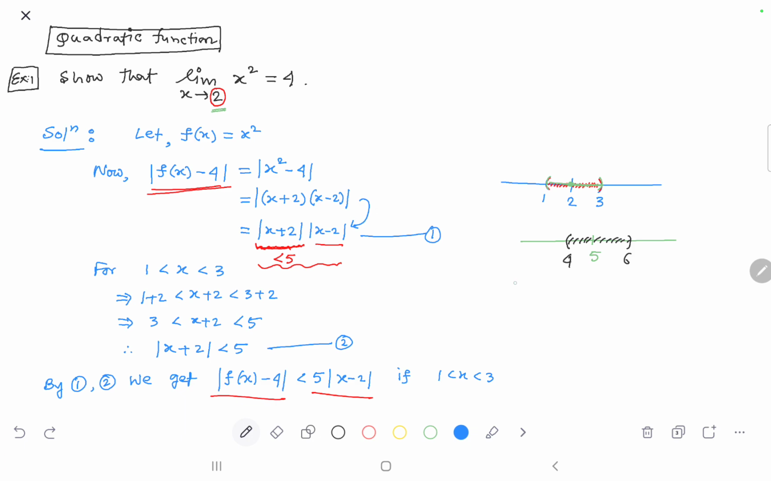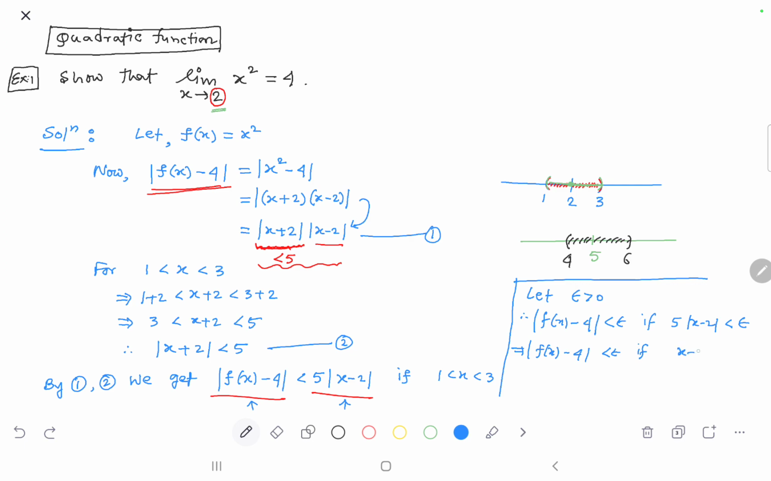Right. Now here we select epsilon greater than 0. The rest of the work is the same thing. Let epsilon be greater than 0. So the absolute value of f(x) minus 4 is less than epsilon if 5 into the absolute value of x minus 2 is less than epsilon. If this part is less than epsilon, then automatically this part will be less than epsilon. So f(x) minus 4 absolute value is less than epsilon if the absolute value of x minus 2 is less than epsilon by 5.